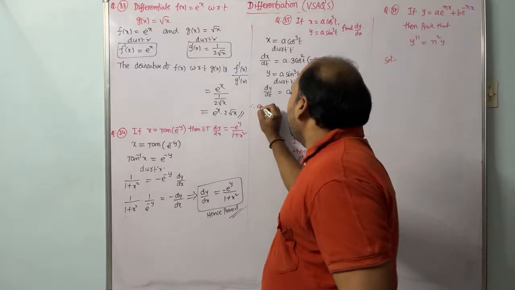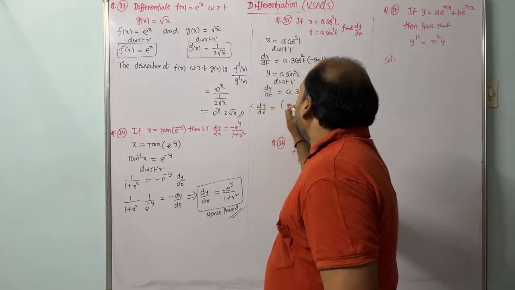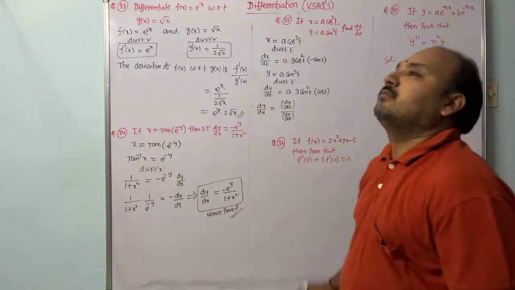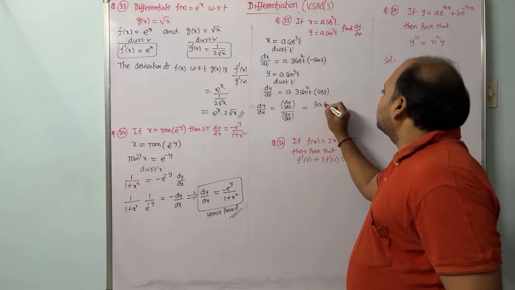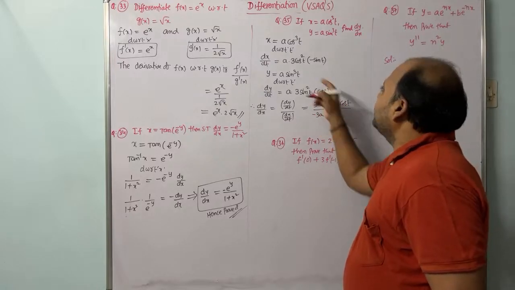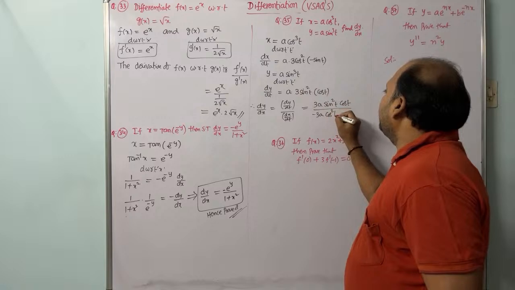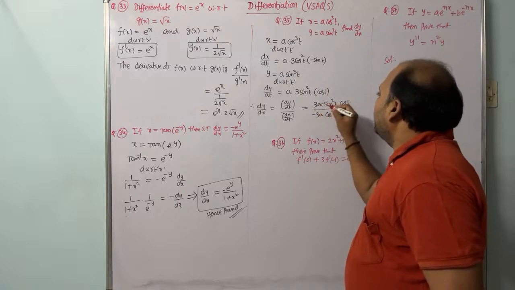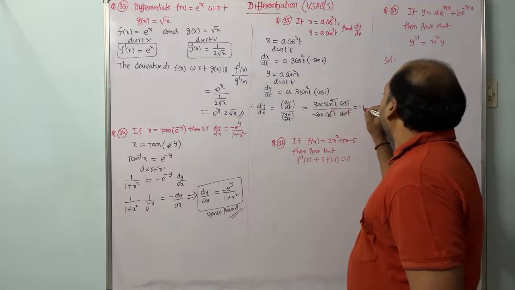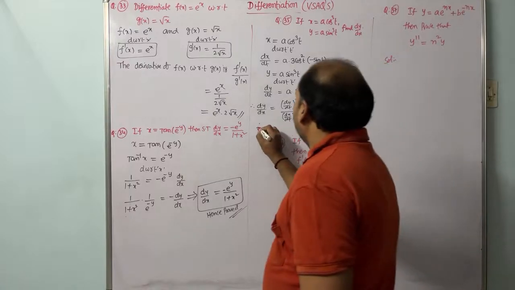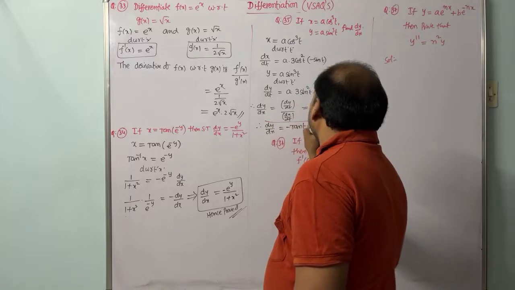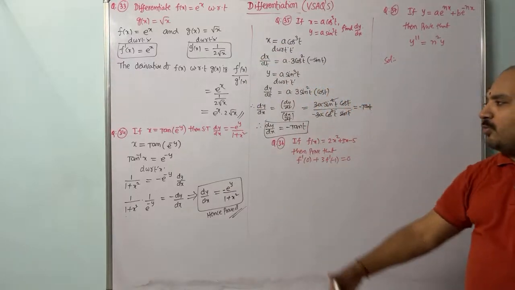So therefore dy by dx is equal to dy by dt whole divided by dx by dt. So dy by dt value 3a sin square t into cos t divided by minus 3a into cos square t into sin t. 3a get cancelled, 1 sin t cancel, 1 cos t cancel. Sin t by cos t, minus is there, tan t. So therefore dy by dx is equal to minus tan t. Okay dear students, I hope you understand.